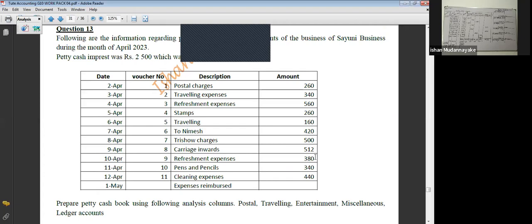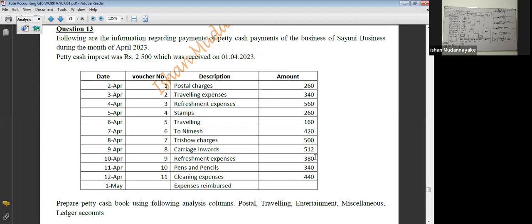Right, Lamai, quickly start question number 13. In this question number 13, the petty cash imprest amount should be 5,000. Find out this balance as 5,000. Okay, write down this petty cash imprest amount as 5,000.